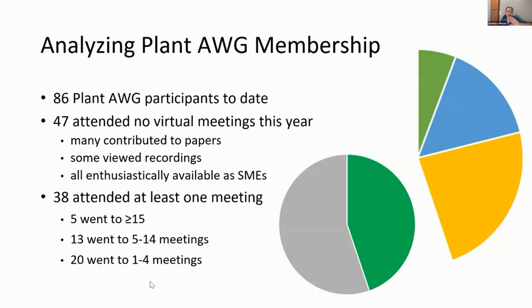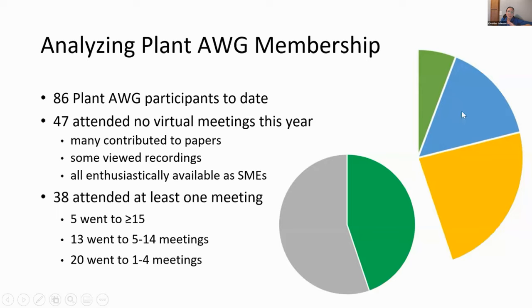And I see that as untapped potential. It's really exciting. 38 of our members did attend at least one meeting. So this is, I don't know if you can see my cursor, but the larger chunk here that's in gray was the 47 that attended no virtual meetings. And then this little green part is the 38 that attended at least one meeting.